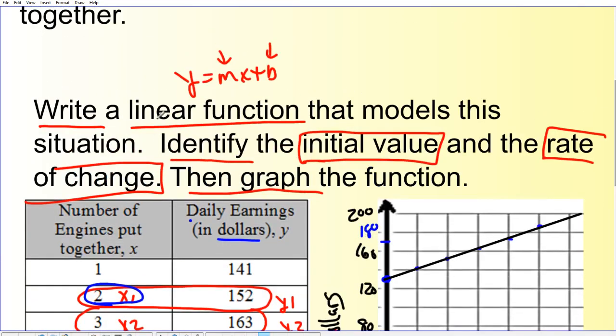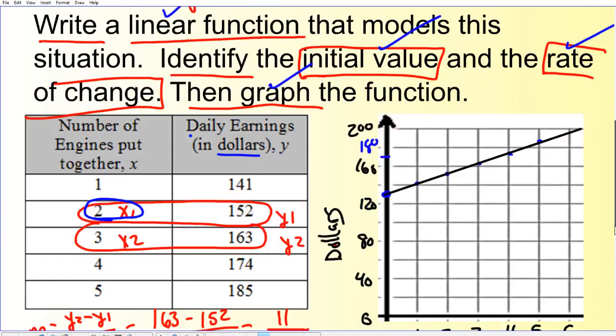So I wrote the equation. I found the initial value. I found the rate of change. I graphed the function. I have done everything they've asked me to do. So I think we're ready to move on to the next problem.